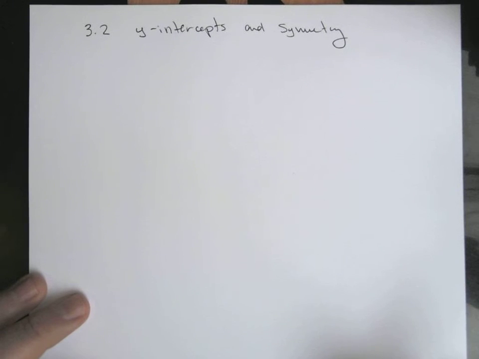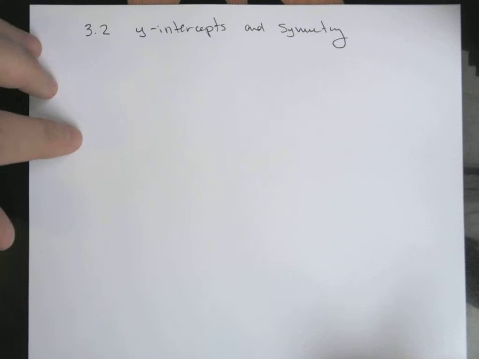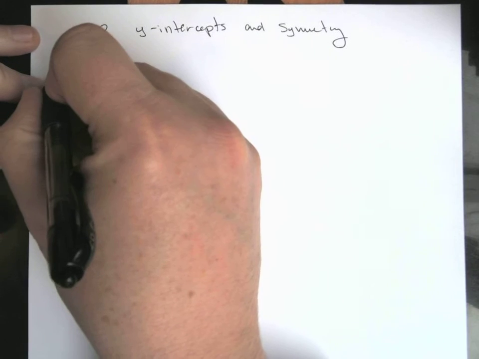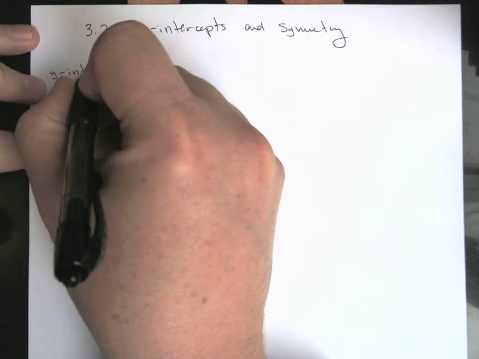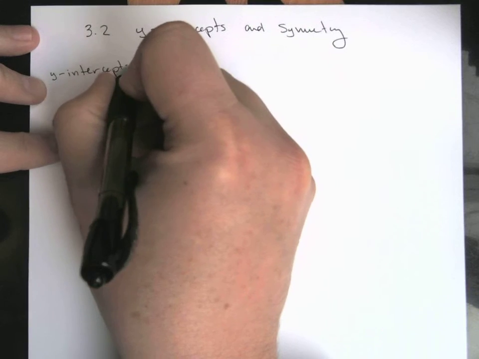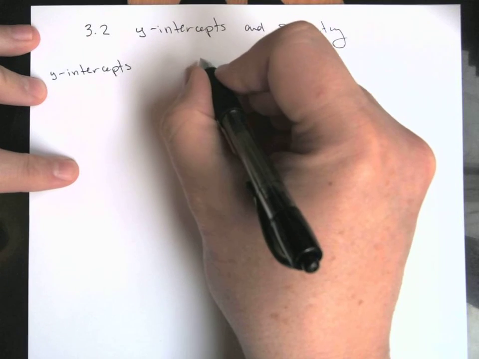Next on the list is finding y-intercepts, and we're going to talk a little bit about symmetry of the functions and what that would mean. Let's do y-intercepts first because they are extremely fast and easy to find. So y-intercept, right, is where you're crossing the y-axis.